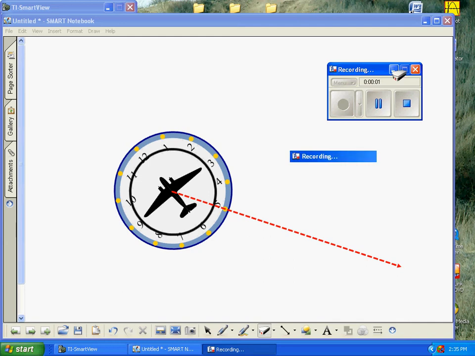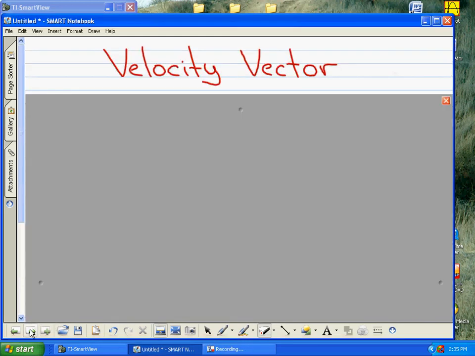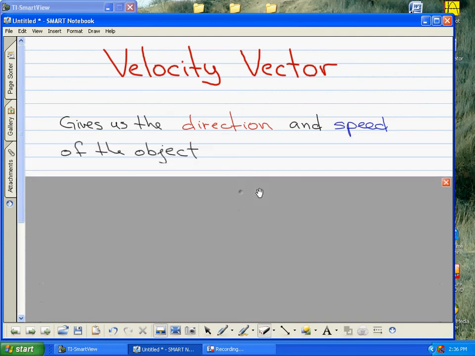If you are watching these in order, this is where we left off on the first video. Now what we're going to do next is something called a velocity vector. A velocity vector differs a little bit from a directional vector. A velocity vector gives us the direction and speed of an object.